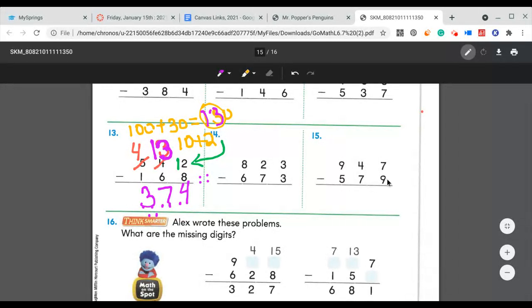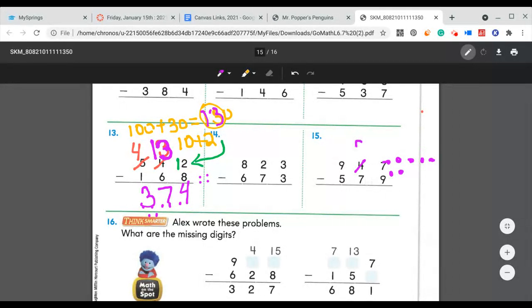Now, we do have more on the floor. 9 is more than 7. So we only have 7 things. We cannot subtract 9 things, right? We only have 1, 2, 3, 4, 5, 6, 7. We cannot subtract 9 things, so we need to take 10 away from our tens column, go next door.